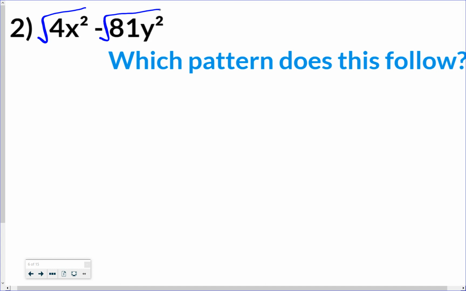Okay, so because they're perfect squares and there's a difference, we can move forward. What is the square root of 4? 2. What is the square root of x squared? X. Okay.